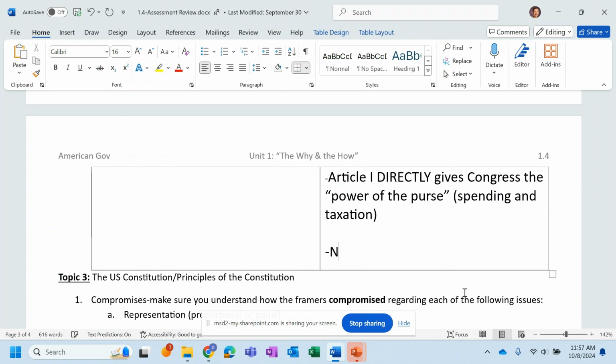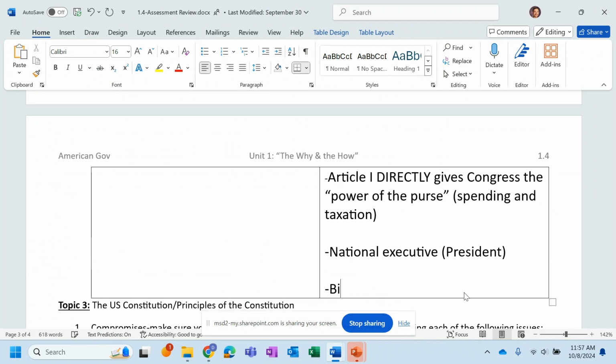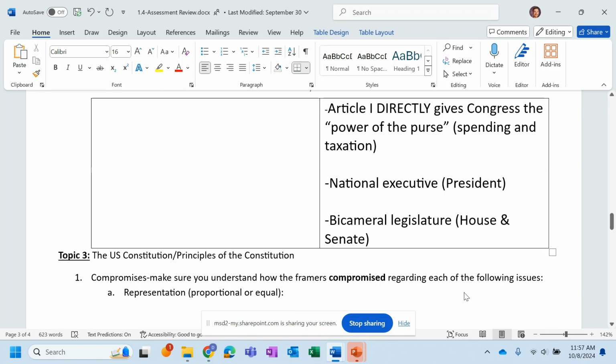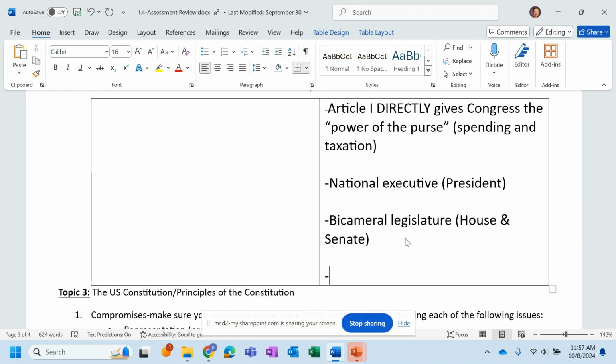You also have a national executive in the executive branch. You have the president. You have a bicameral legislature as opposed to unicameral. So Congress is the House and the Senate, and one of those, because of the Great Compromise, is proportional. That's the House. That's based off population, and then the Senate is based off equal representation, so two per state.